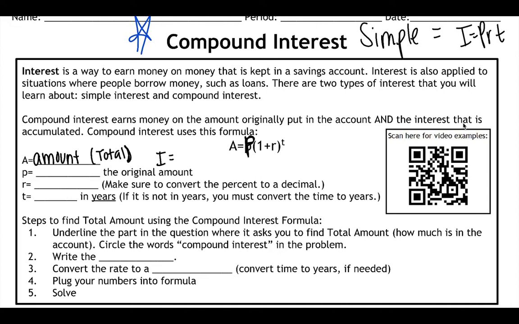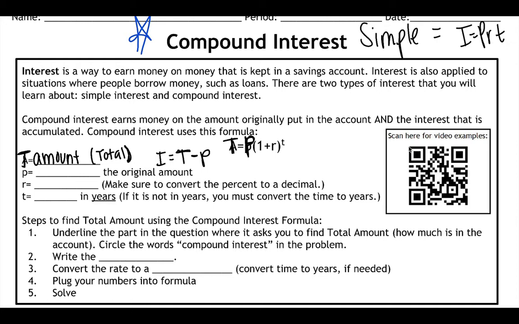Are we going to replace our A with a T? I replace my A with a T because on STAAR it'll say total, or total amount in the account. So I always say T instead of A because I feel like A is weird.